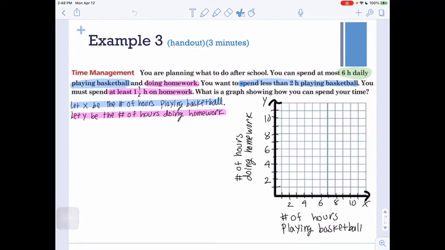You can spend at most 6 hours daily playing basketball and doing homework. You want to spend less than 2 hours playing basketball. You must spend at least 1 hour and a half on homework. What is a graph showing how you can spend your time?